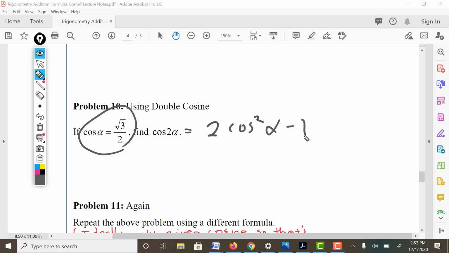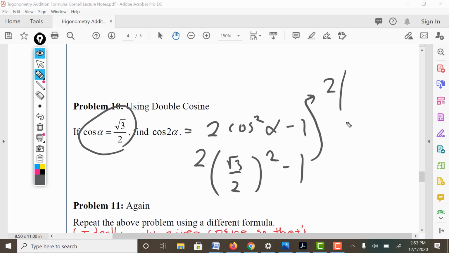So they gave us a cosine. Let's make this really easy on ourselves and only use the one that has cosine. In place of cosine alpha, I'm going to put radical 3 over 2. We do order of operations, so that means I'm going to square what's in the parentheses first. When you square a square root, you get the inside, and then 2 squared is 4.